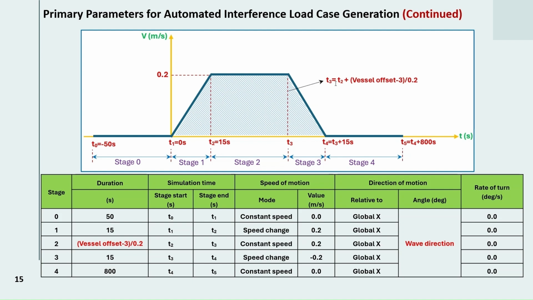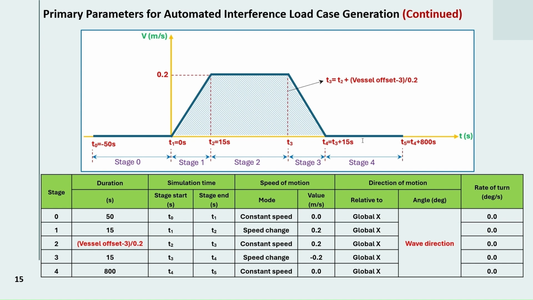This slide shows the same vessel offset logic in the Orcaflex table format. Each row represents one stage of prescribed motion with its duration, time range, speed mode, speed value, direction of motion, and rate of turn. Stage 0 is the initial hold. Stage 1 accelerates the vessel. Stage 2 moves the vessel at constant speed and creates most of the offset. Stage 3 slows the vessel down, and stage 4 keeps the vessel at the target offset.